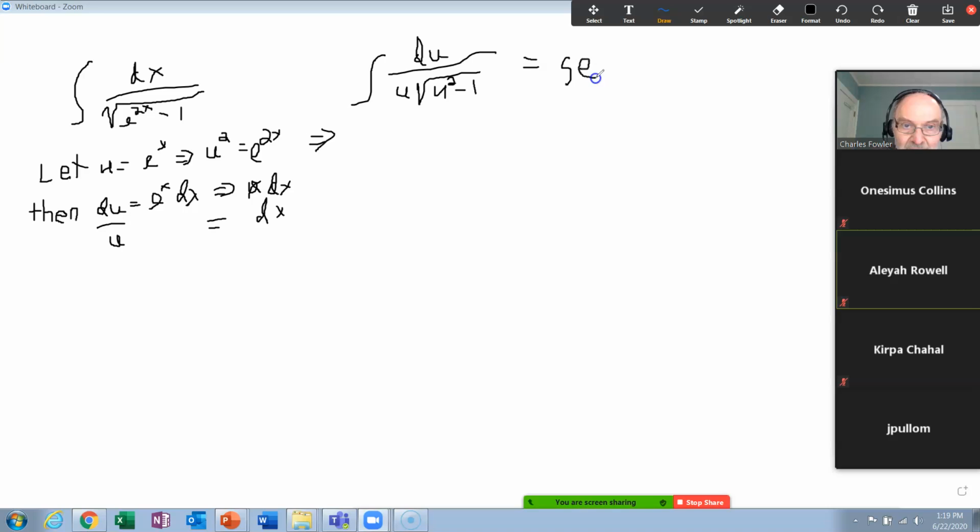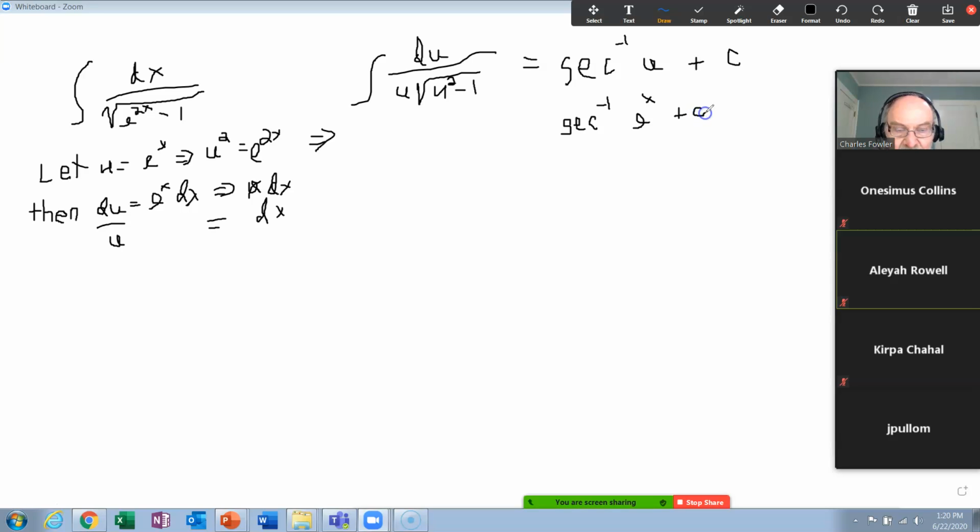Now, be careful here, folks. This is an inverse secant, and that's why I think they like to put arc secant, so you don't get it confused with 1 over secant. Inverse secant of u, and that would be a plus c too. We can go on and put that down. Plug in what u is, that's the inverse secant of e to the x plus c.